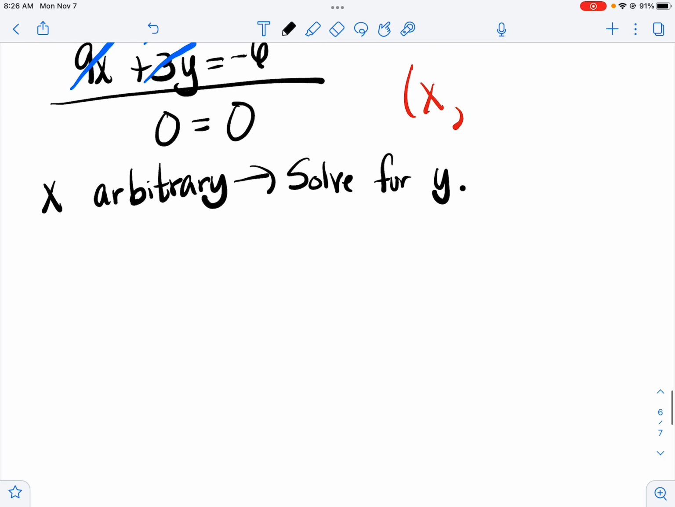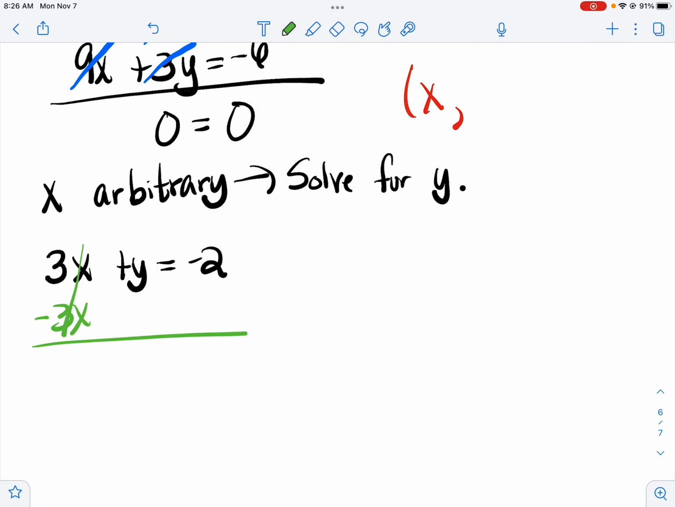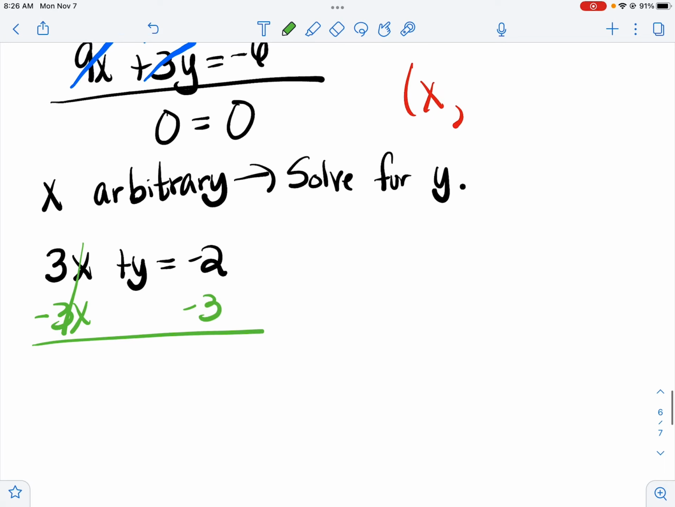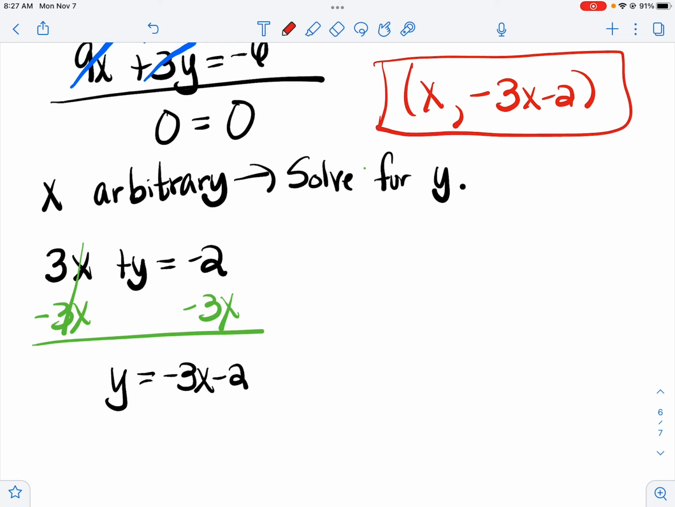I can choose either one of my two equations. I'm just going to choose the top equation. So we have 3x plus y equals -2. And I'm going to solve for y. So subtract the 3x from both sides, and we get that y is -3x minus 2. And so my y-coordinate here would be -3x minus 2.